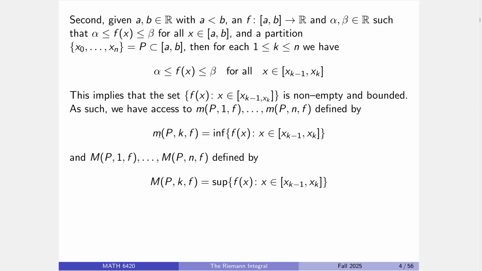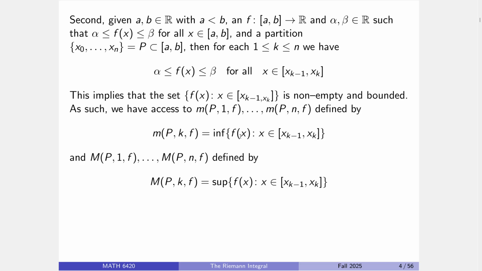So here I'll do little m of the partition P, k for the kth subinterval, and my function f. So the little m is for the infimum of my function on the kth subinterval of my partition P. Okay, and similarly we can get the sup.